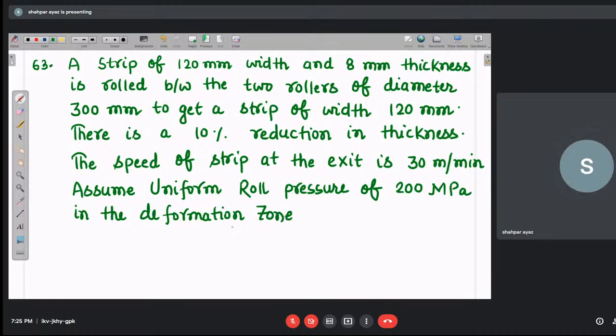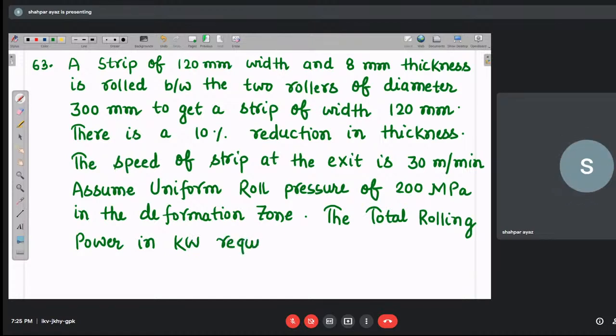The total rolling power in kilowatt required to drive the rolls. Do it, everyone.